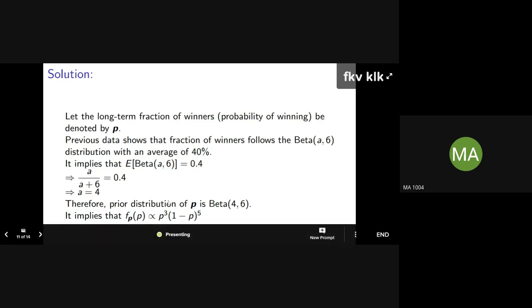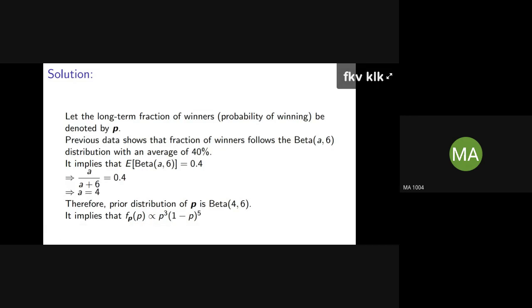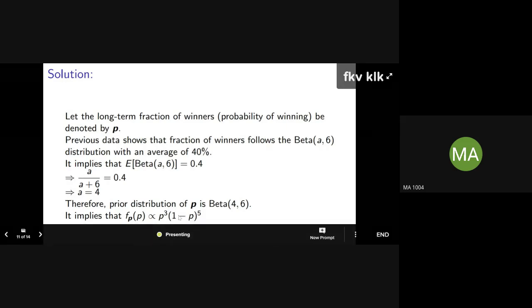So beta 4 comma 6 means what? If your random variable is x and your x follows beta a comma b, then its PDF is proportional to x to the power alpha minus 1, 1 minus x to the power beta minus 1, right? So now here we are saying this p follows the beta distribution with parameter 4 comma 6, then its distribution will be like p to the power 3, 1 minus p to the power 5. Okay.